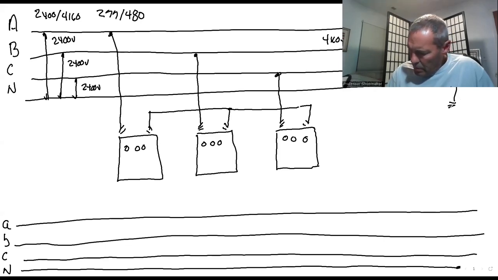And I'm going to put my neutral ground over here. Closed delta is the only one I float, so I do need to connect this one. And I'll connect it right there.